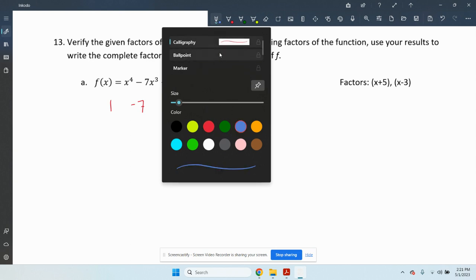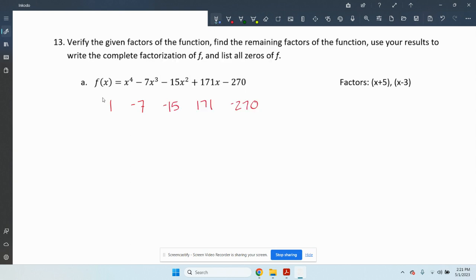Let me see if that'll work. And then I draw my box. And I'm going to put -5 outside here, the 0 I get from this factor. Bring down the 1, that's 1. Multiply by -5, I get -5. Add down, that's -12. Multiply by -5, that's +60. Add down, that's 45. Multiply by -5, that's -225.